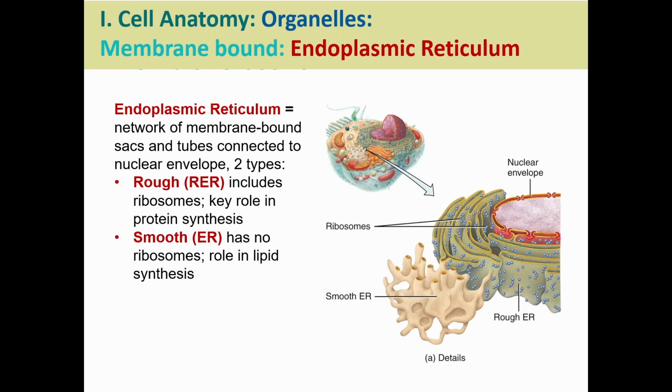The smooth ER can also be modified for specific functions when we look at specific cell types. So for example, if we look at muscle, we'll see that the smooth ER serves as a calcium ion reservoir when it comes to being able to organize and regulate muscle contraction.